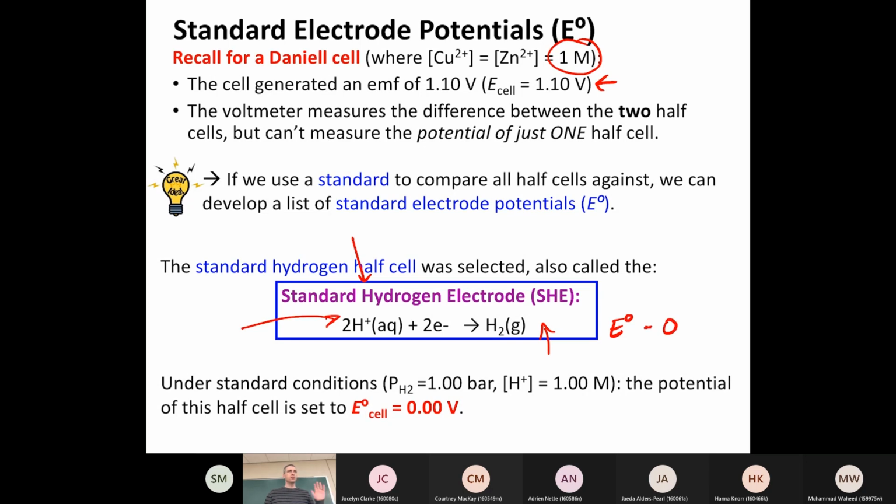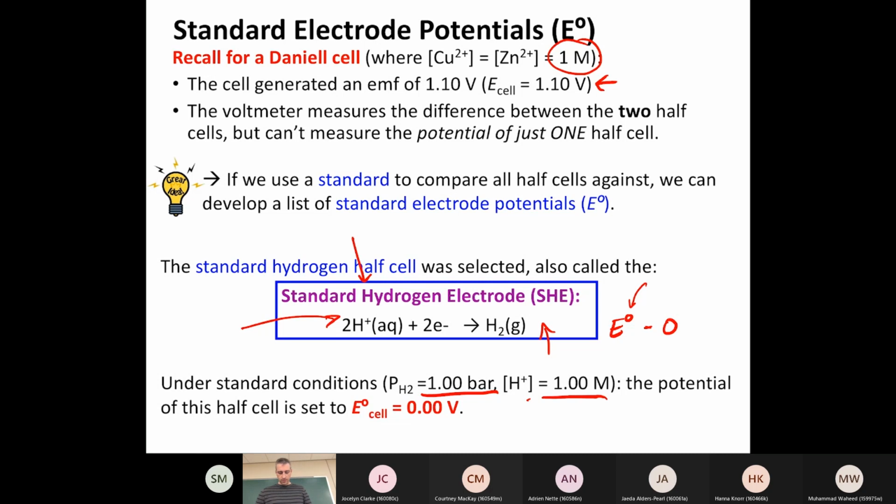Okay, so we picked this one, assigned it arbitrarily, assigned it 0, and then every other half reaction can be made into a cell with this and measured against it. Why do we put a little 0 here, do you think? You've seen those little superscript zeros before. What do those mean? Standard conditions, which for an electrochemical cell, it's the same as everything else. It means all of the concentrations are 1 molar and all of the pressures are 1 bar.